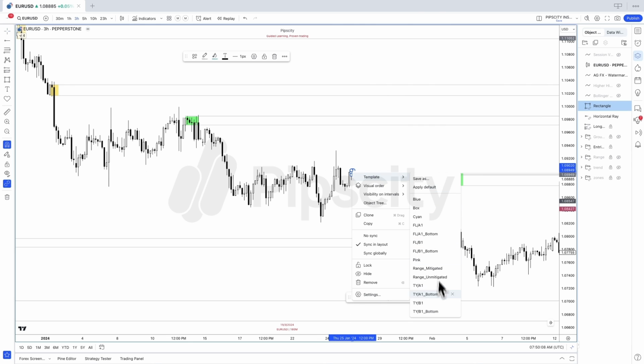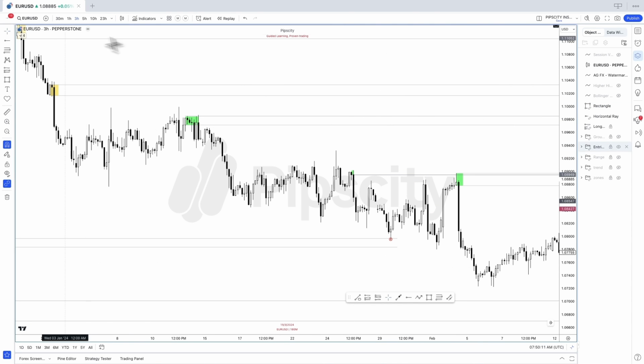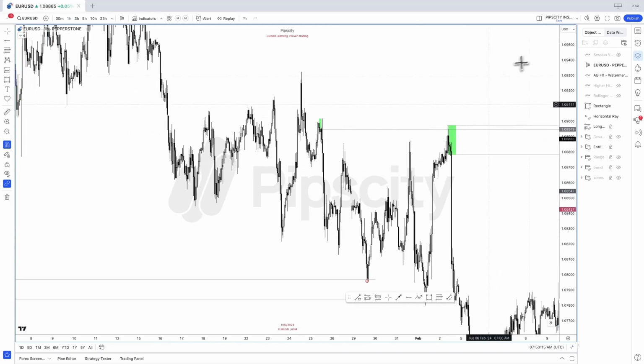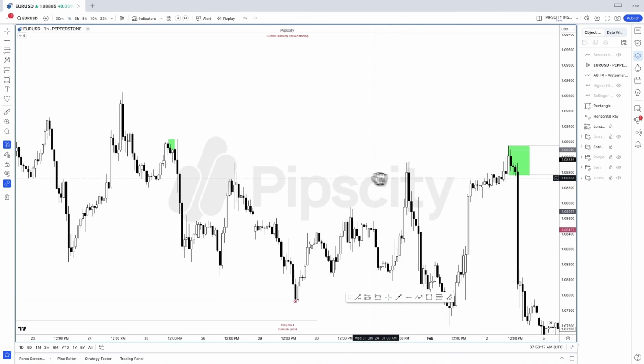Now you ask yourself, is this actually a valid level? Of course, yes, it is. If we scale down to the 1 hour time frame, what do you notice we have there?